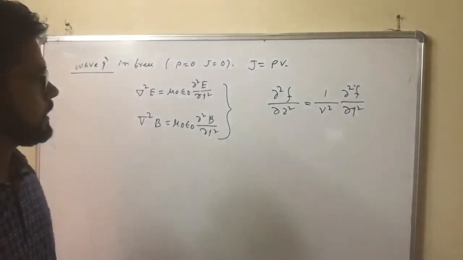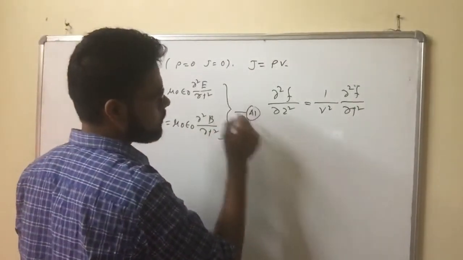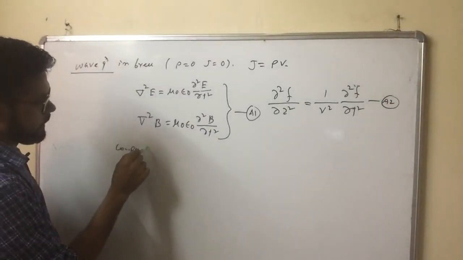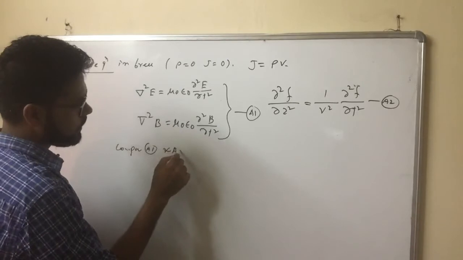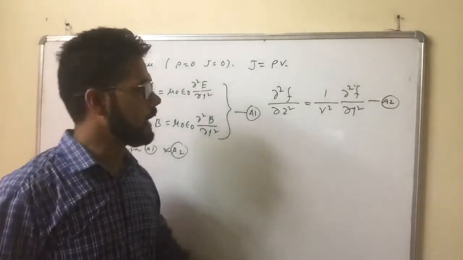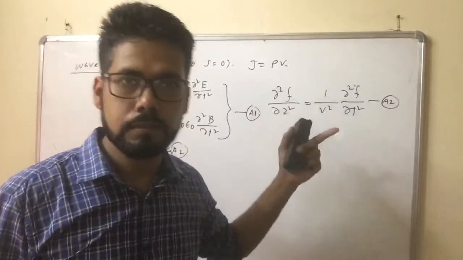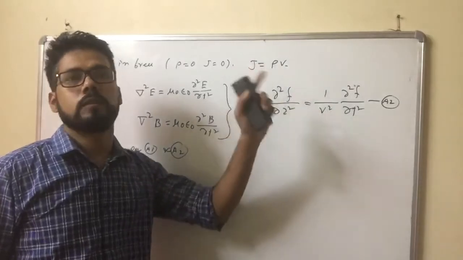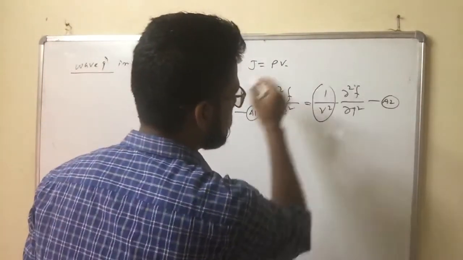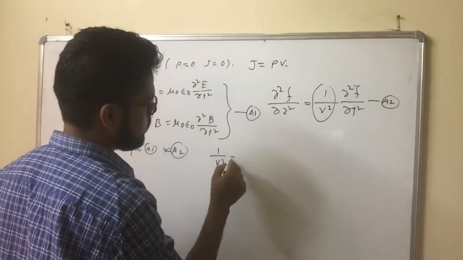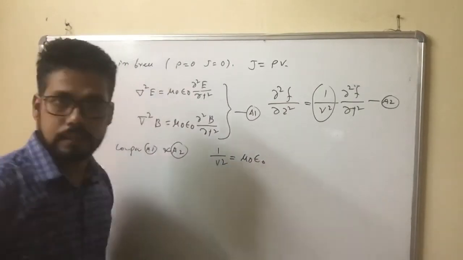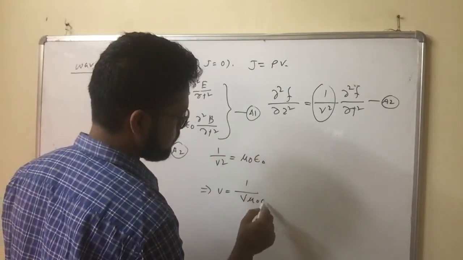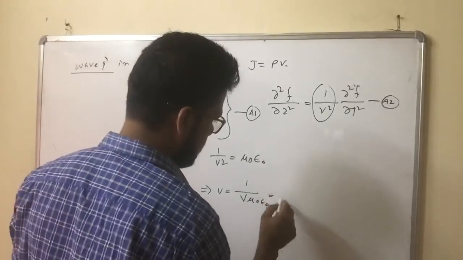Classical wave equation. If we compare, suppose this is A1 and this is A2. If we compare A1 and A2, then what will I get? F means function. It may be electric field, it may be magnetic field, whatever it is. So forget about that; the function stands for E as well as B. What I am getting is 1 by v square, which means mu naught epsilon naught. So v equals 1 by root of mu naught epsilon naught. It is represented as the velocity c.